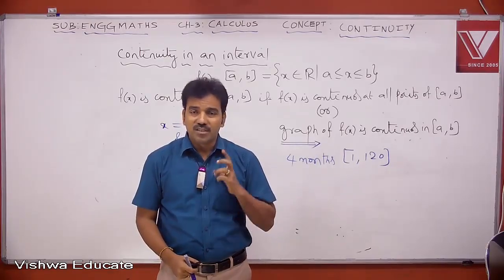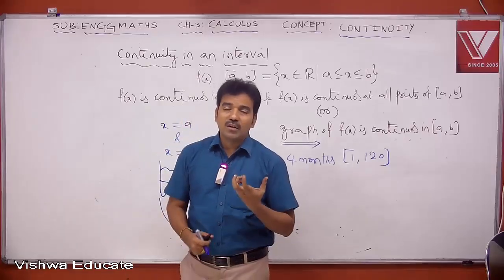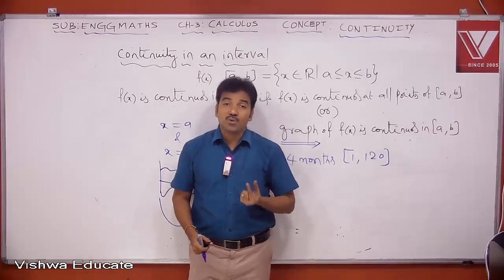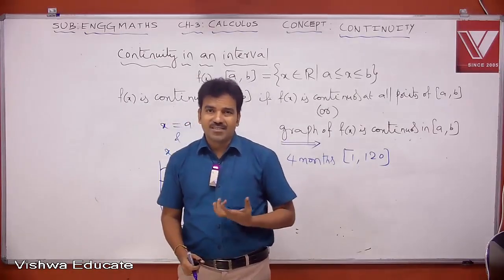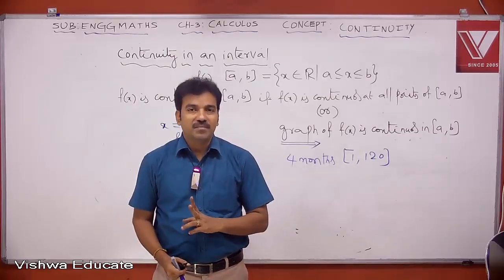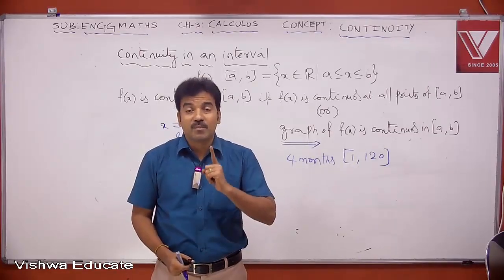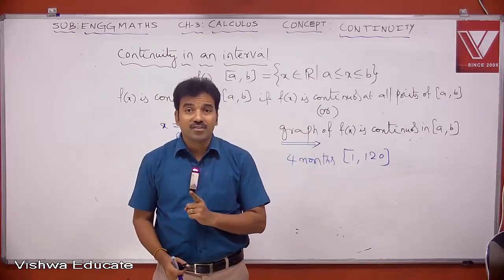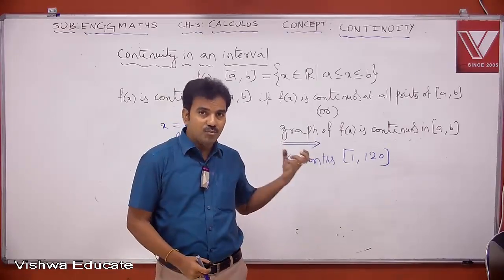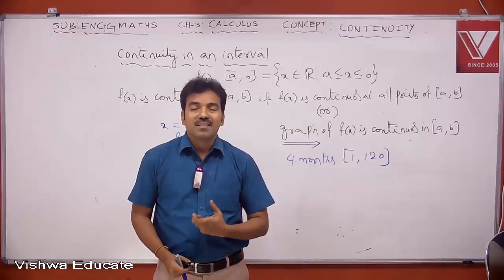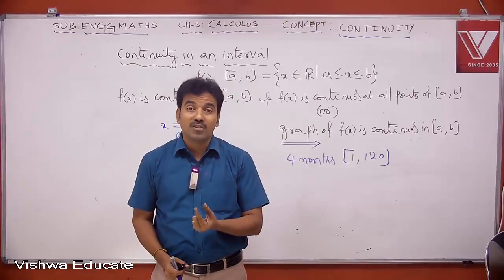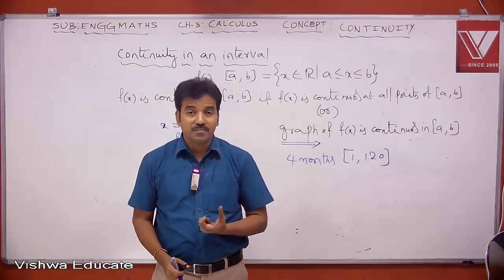Yes or no? Is this point clear? If you want to say that a student is regular to the college, we must go through attendance generally. If he or she attends all working days from 1 to 120, then we say that student has maintained 100% attendance. Or simply, in this terminology, we can say that the student is continuous throughout the semester in the college.